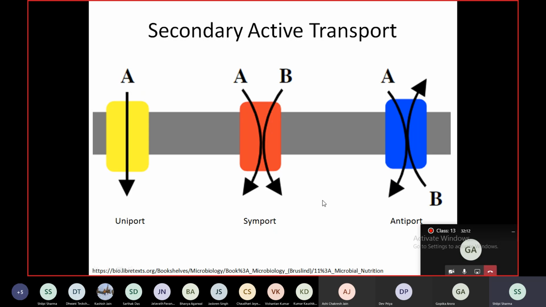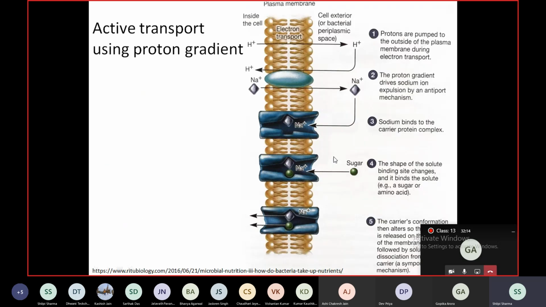And then I took an example of a proton gradient across the plasma membrane, for example, the H plus gradient, which would drive, in the antiport fashion, the transfer of Na plus, and Na plus can be transported back inside the cell together with sugar in the symport fashion.